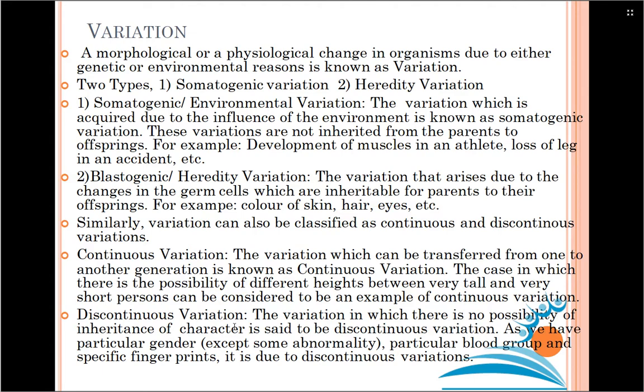Discontinuous variation means it will not transfer to another generation. That kind of variation is called discontinuous variation. For example, blood group. Blood group will not transfer to another generation. If the father is O positive and the mother is B positive, then the child can be any blood group. Similarly, fingerprints: what fingerprints the parents have, it won't be similar with their children. So these kinds of characters are not transferred to another generation, and such variation is called discontinuous variation.